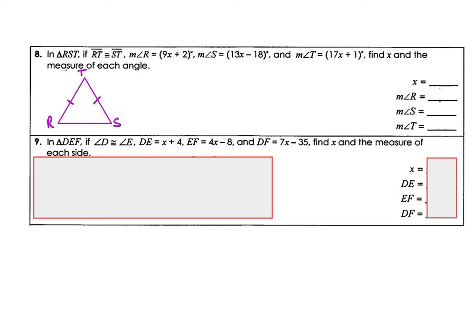So then we know that the measure of angle R is 9x plus 2. The measure of angle S is 13x minus 18. And then the measure of angle T is 17x plus 1. If I want to solve for x and then all three of my angles, the easiest thing to do here is to set those two at the base equal to each other. So I'm going to say 9x plus 2 equals 13x minus 18. Move your variables to one side. Move your numbers to the other.